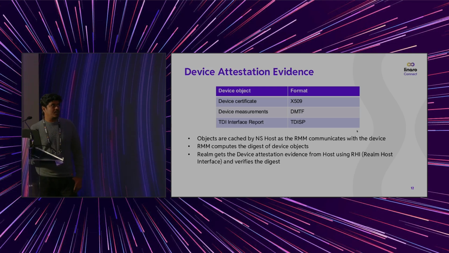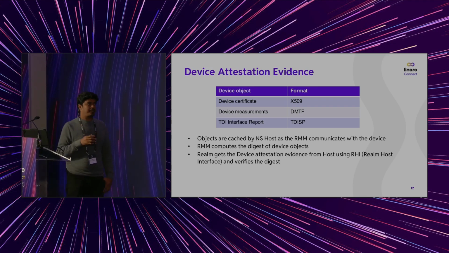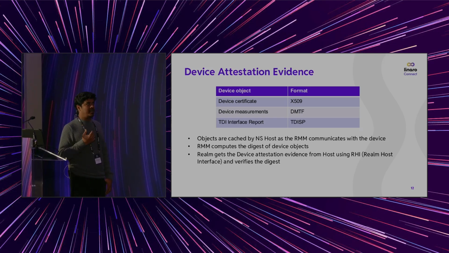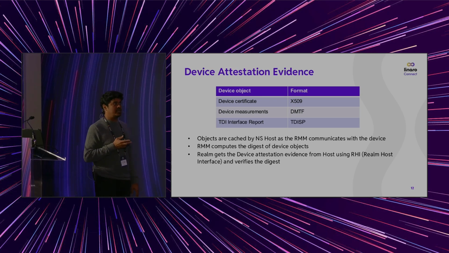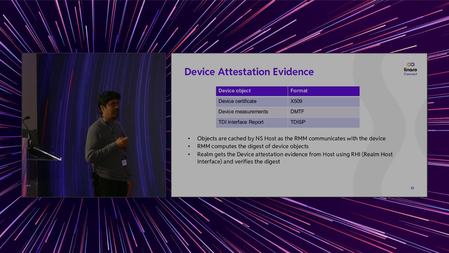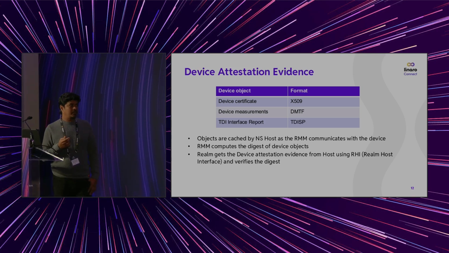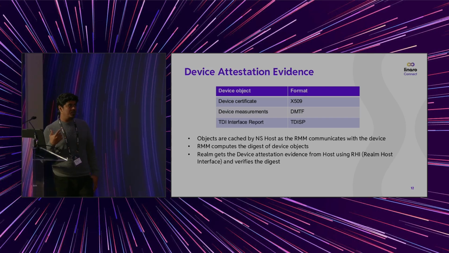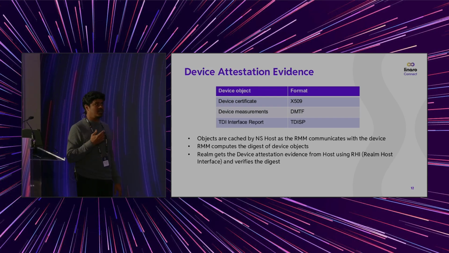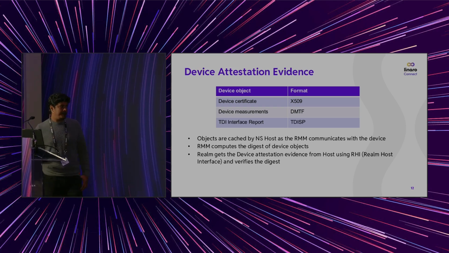And this is about the device attestation evidence that I talked about. Mainly it has the device certificate, a device certificate chain, which is in X.509 format, and also the device measurements and the TDISP interface report, along with their formats. As I mentioned, the objects are cached by the non-secure host as the RMM communicates with the device, and RMM has the digest of all these device objects.